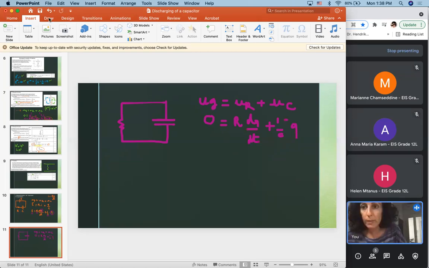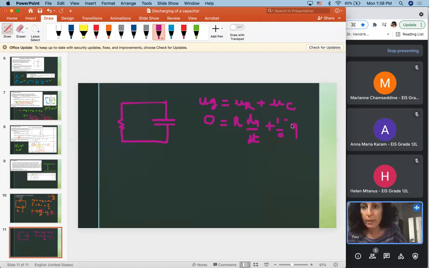So plus 1 over C and Q on the side. Again, what is the function? The function is Q for this one and Q for this one. Everything else is constant and zero.